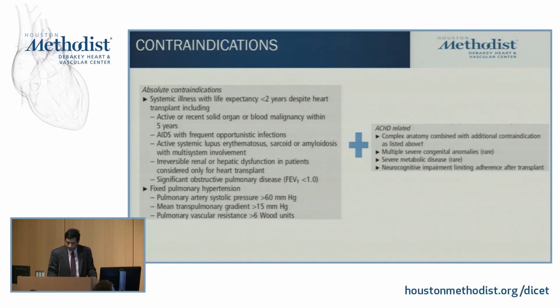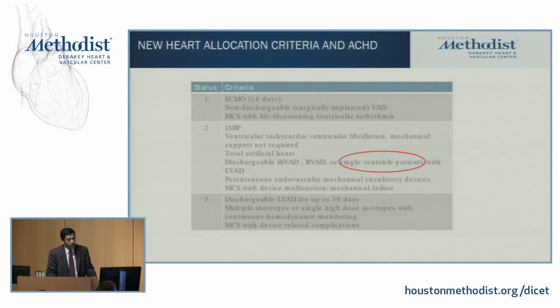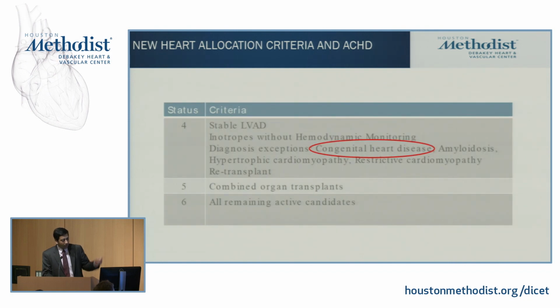to transplantation. So, I just want to switch gears here and talk a little bit about the new allocation criteria, which is going to come probably late spring or early summer of next year. And as you can see here, they have tried to make some room for patients with adult congenital heart disease, but in this whole 1, 2, 3, you really don't see adult congenital heart disease at all. And they're actually now in status 4.